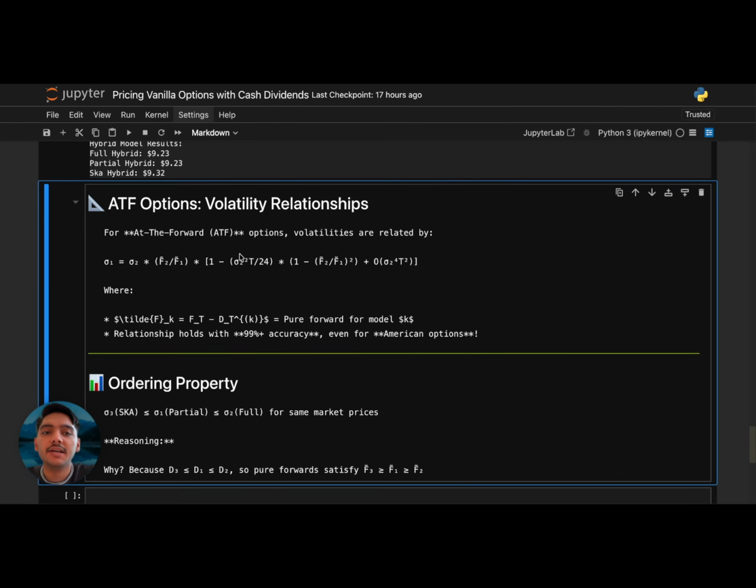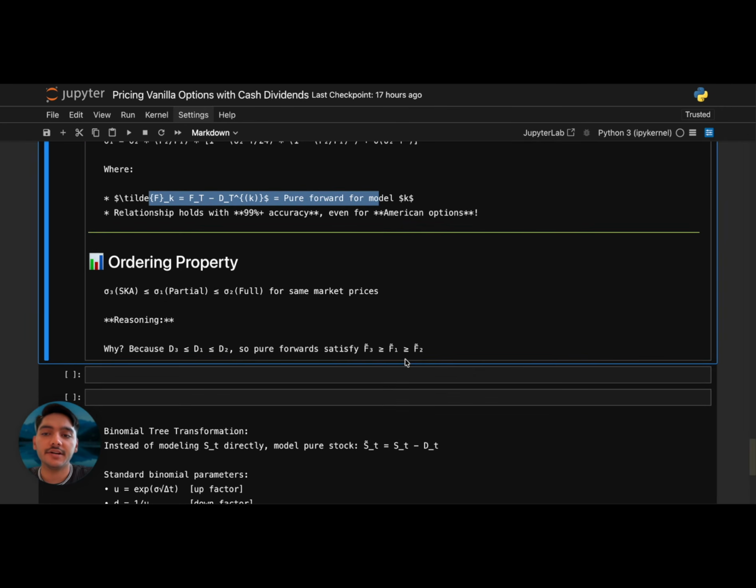So let's just explain the mathematical framework of volatility relationships. The volatility across different hybrid models is linked by an analytical formula. This is the formula, where you can refer to this equation. Since all the models represent the same underlying option, their implied volatility must be mathematically connected to their pure forward prices. This relationship comes from the Black-Scholes formula applied to the adjusted forward and strike for each model, with the pure forward ratio determining the volatility scaling. So I have written this all here.